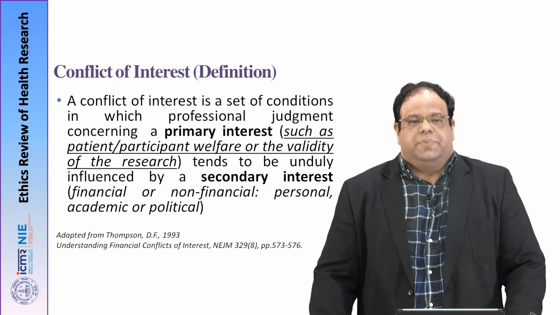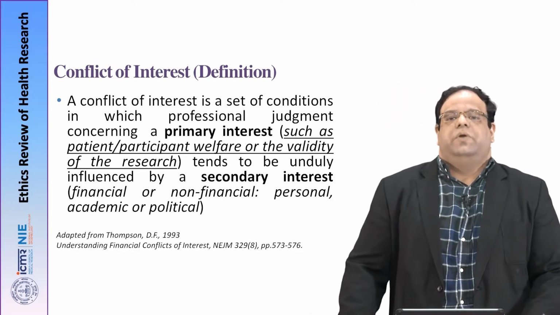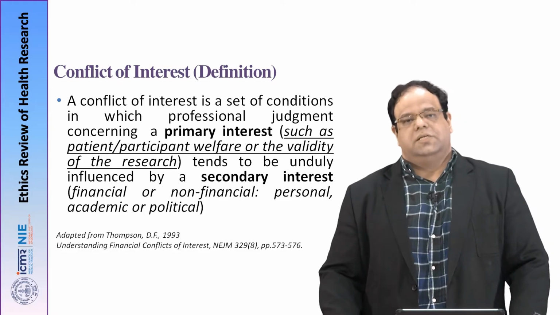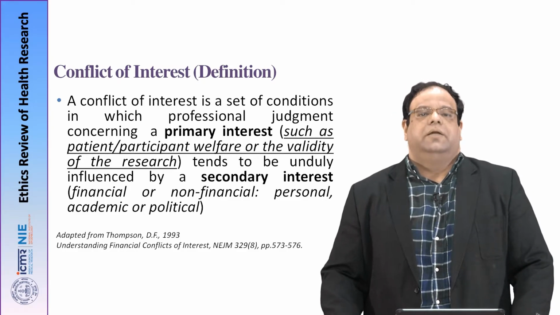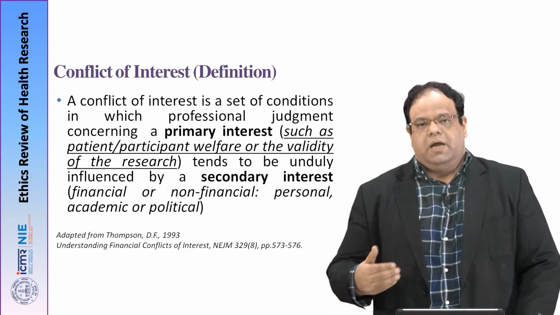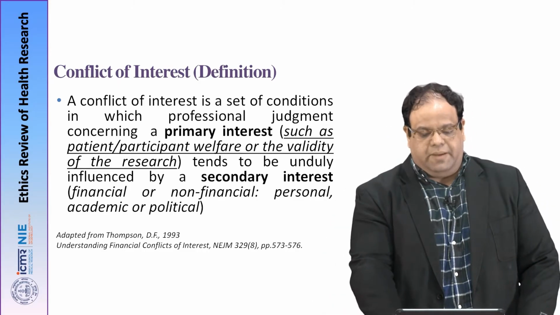So if any of these primary interests are unduly influenced by a secondary interest, which could be financial, non-financial, such as personal, academic or political, then we say that conflict of interest is existing. And we'll come to examples of how this might actually be happening.